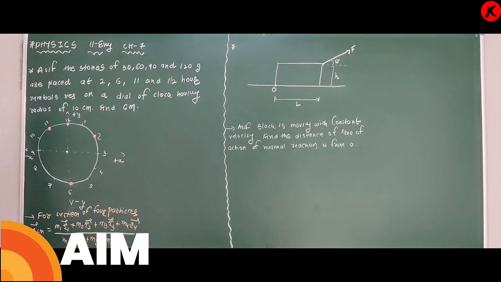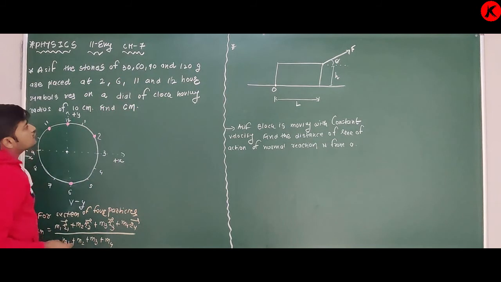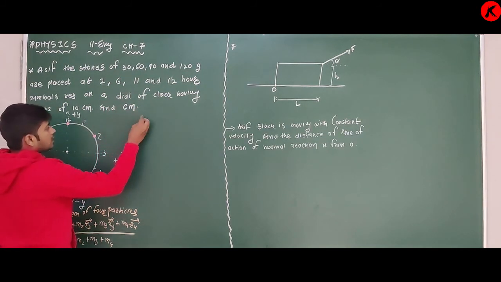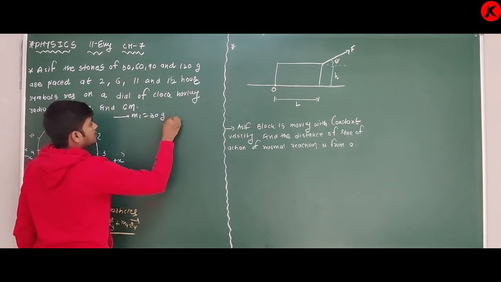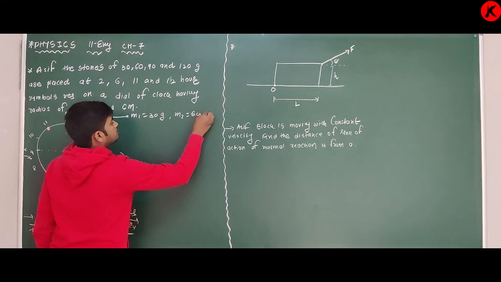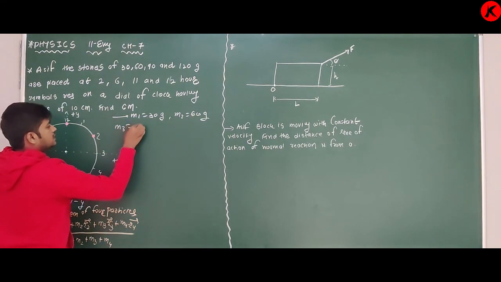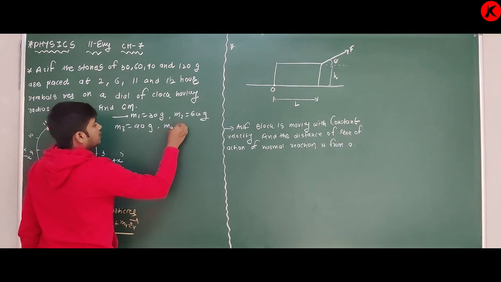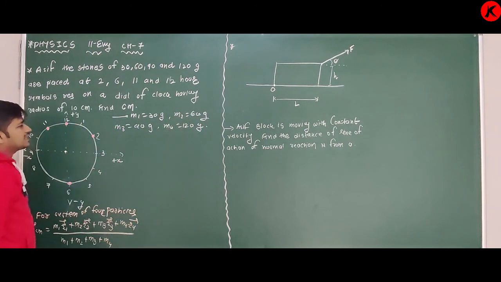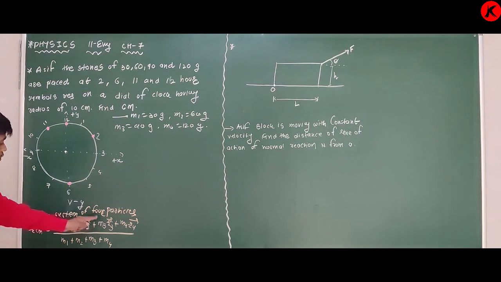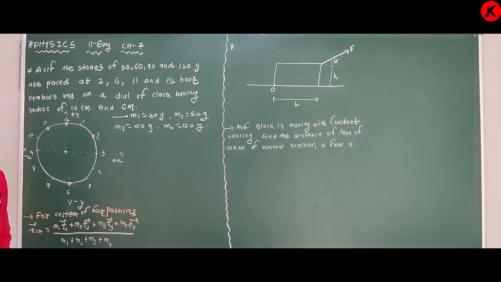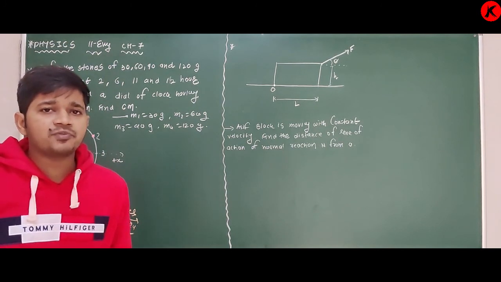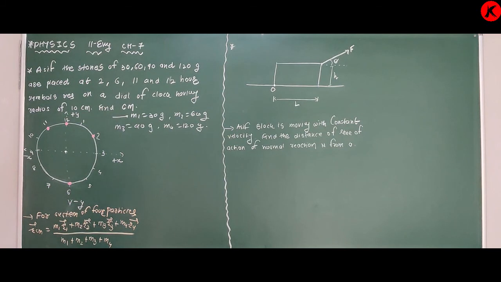Now write down data. Okay, what is given? Chalo. 30, 60, 90 and 120 gram. So yes, they are masses. Okay, so yes, M1 30 gram, M2 60 gram, M3 90 gram and M4 is equal to 120 gram. 4 masses are given, but you are not given R1, R2, R3 and R4. So now you have to find R1, R2, R3 and R4, that is position vector from center of dial.